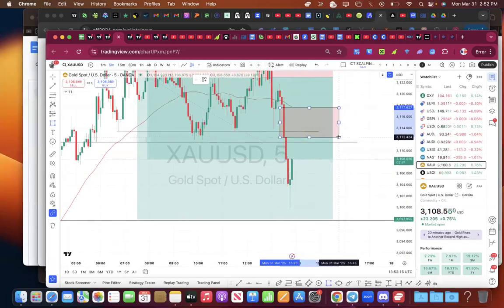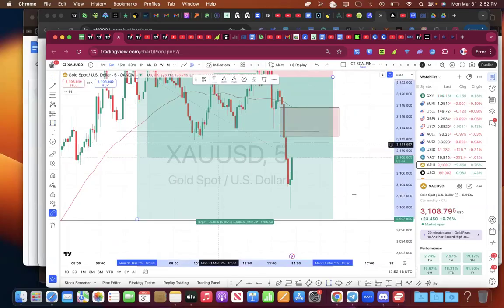So this imbalance has not been mitigated. You want gold to return and mitigate this imbalance. What is imbalance? Fair value gap. Three candles make a fair value gap: the first candle, the second candle, which is the middle, and the third candle. And of course, to be valid, you have to have a wick on the first candle and a wick on the third candle. And this imbalance.